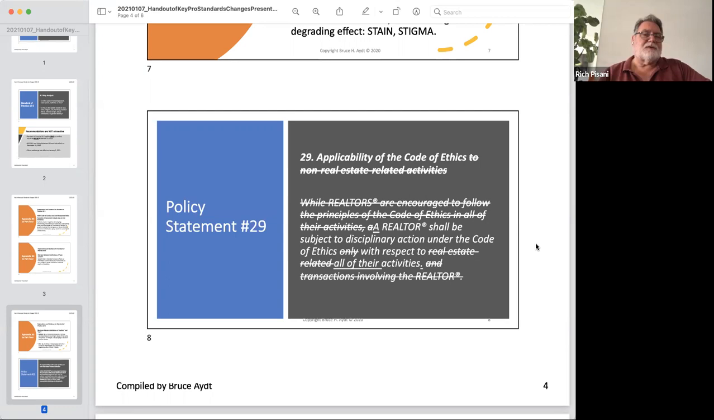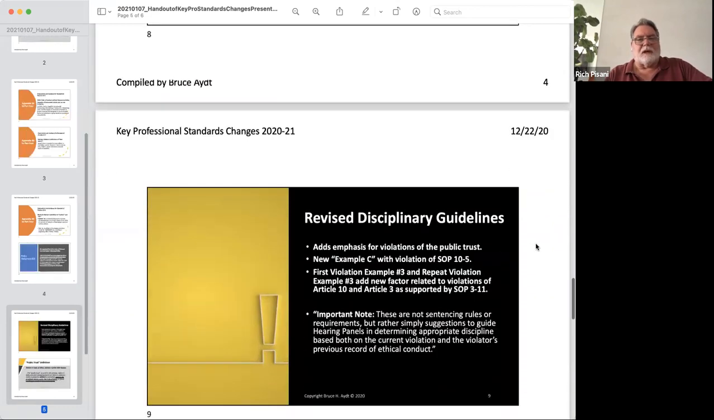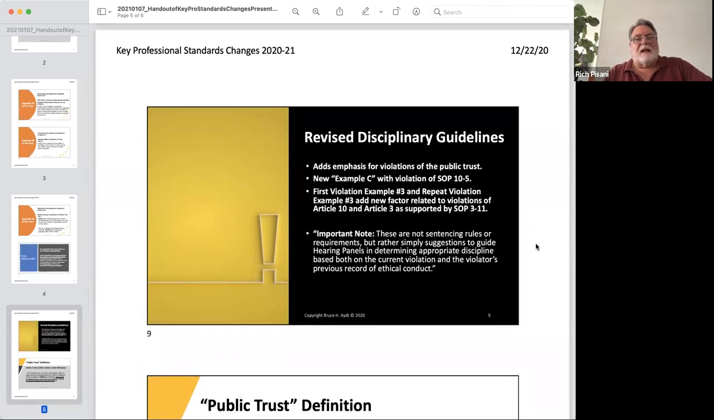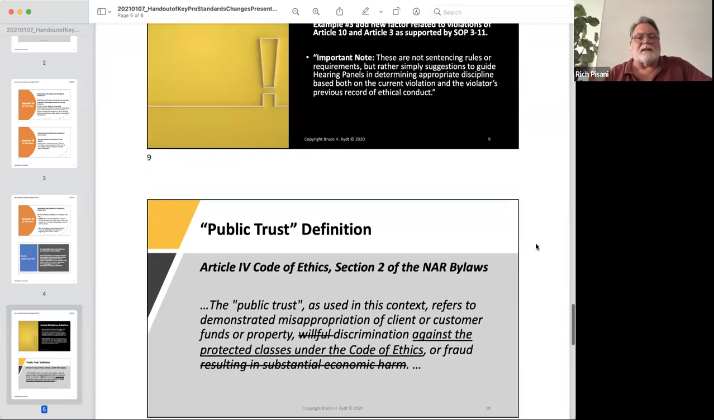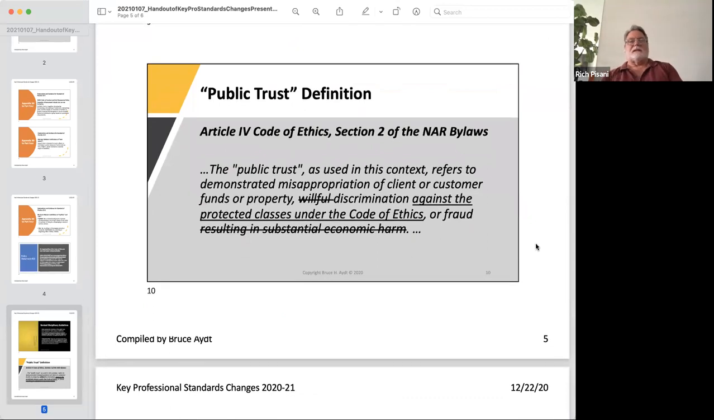Whether it has to do with a transaction or not. So that's an important note. The guidelines add emphasis for violations of public trust. And what is public trust? Let's just move on to what public trust is.